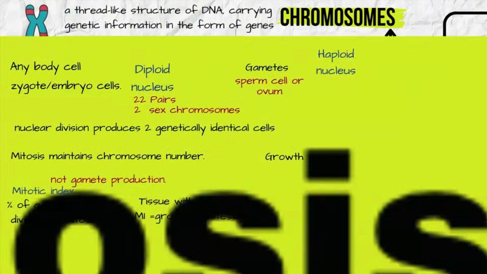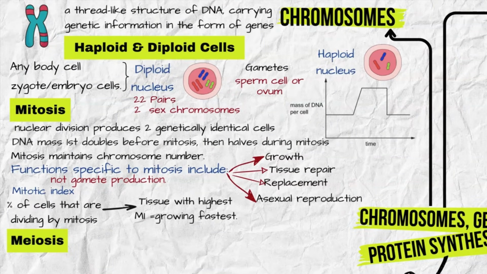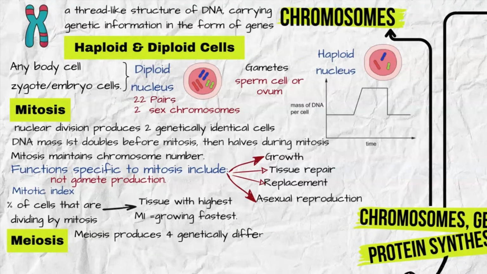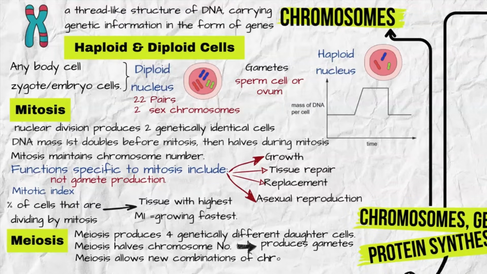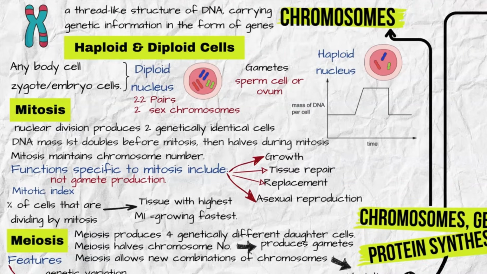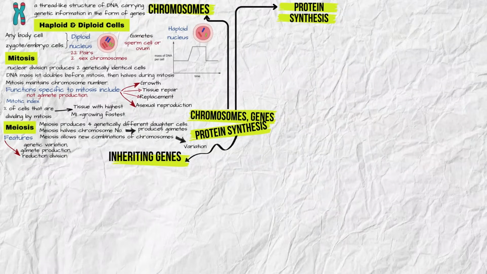Third, meiosis. You must know the following facts. Number 1. Meiosis produces 4 genetically different daughter cells. Number 2. Meiosis halves the chromosome number. It produces gametes. Number 3. Meiosis allows new combinations of chromosomes, promoting genetic variation. Number 4. Features like genetic variation, gamete production, and reduction division are associated with meiosis.